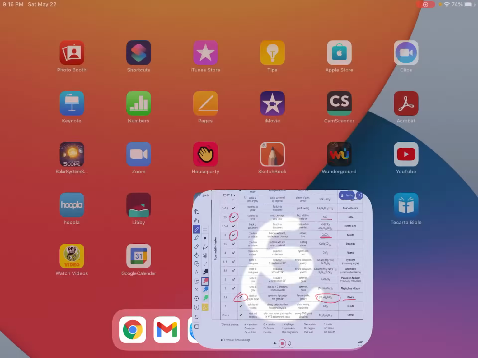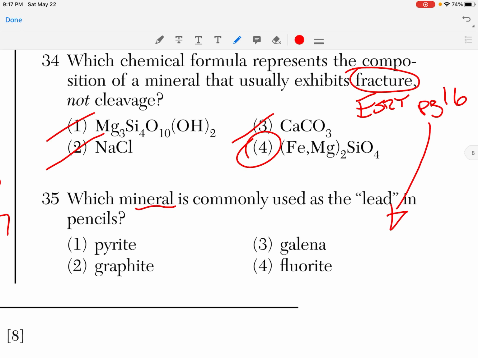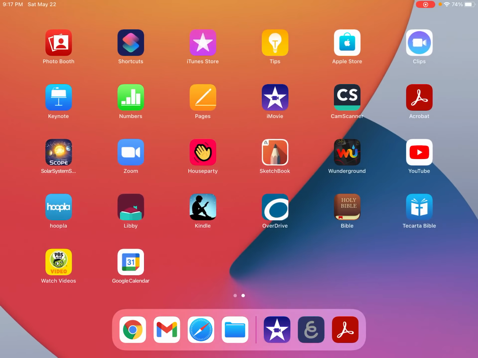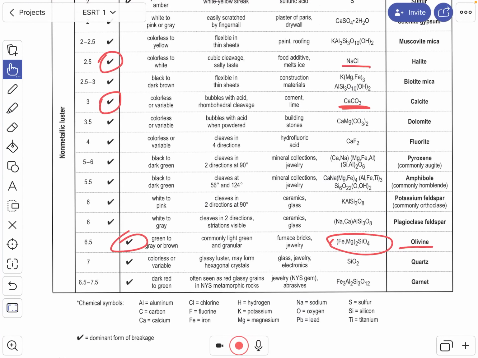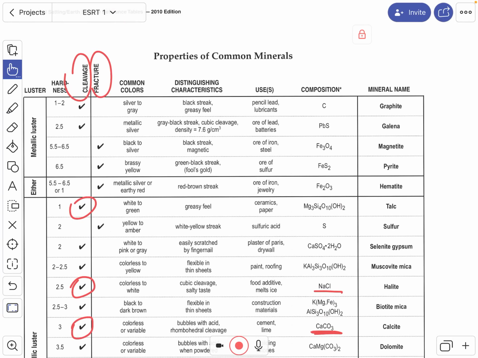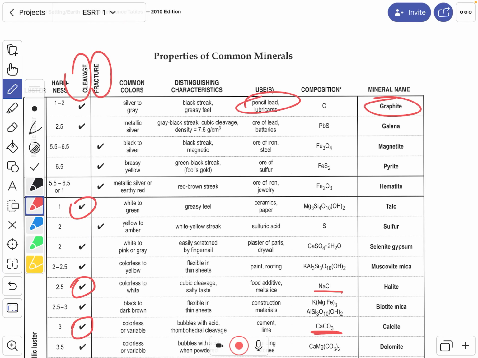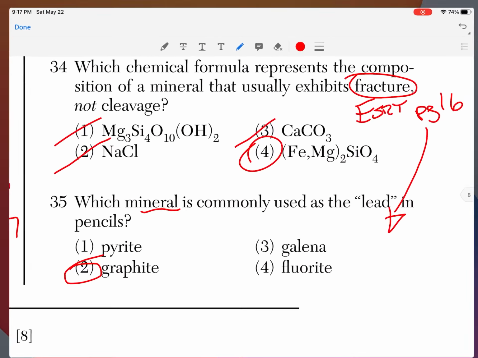All right, question number 35 is, again, another reference table, page 16 question. We're dealing with minerals again, and this one's really quite simple because it's asking for what is in your pencil, probably the thing you're using to do this right now. So you probably know that you use graphite in your pencil, and if you didn't know that, you could always look on your reference table. Graphite is at the very top of page 16, and as you can see, it's right here, and it tells you that graphite is used for pencil lead. Okay, so the answer is number 2.